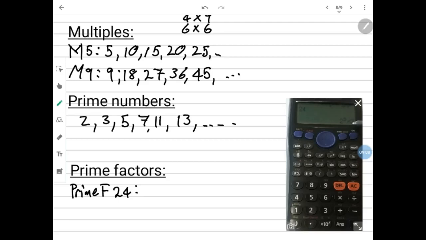2 to the power of 3 times 3. That's what you write down. That's the prime factors: 2 to the power of 3 times 3. Then you have it.